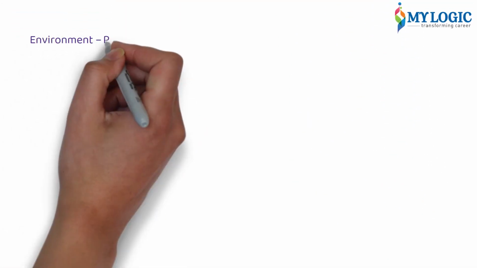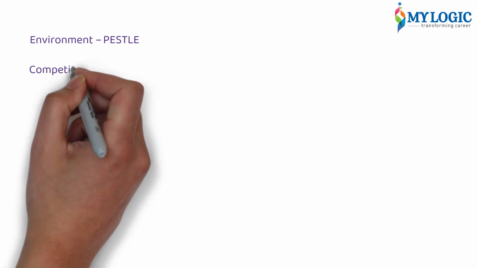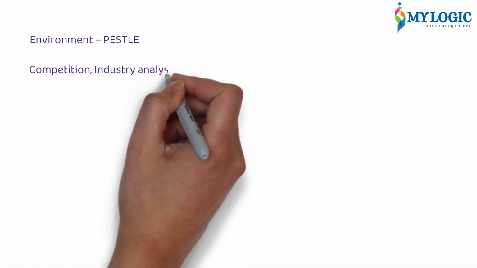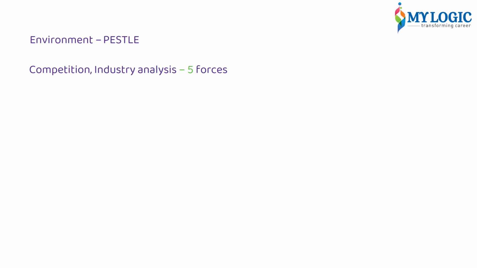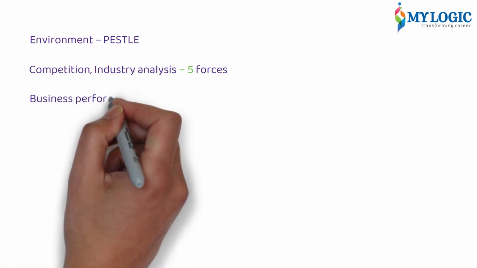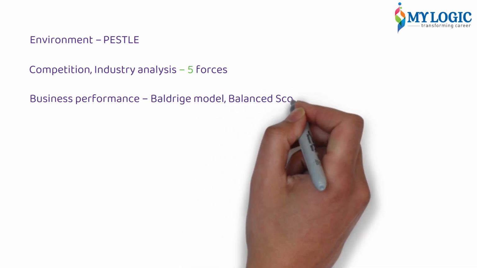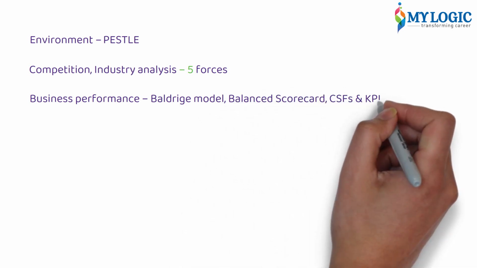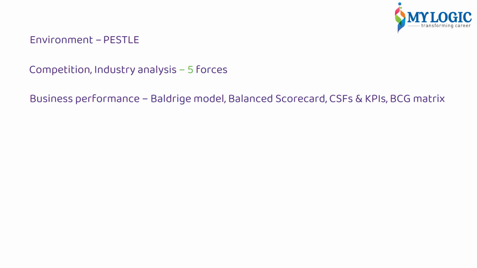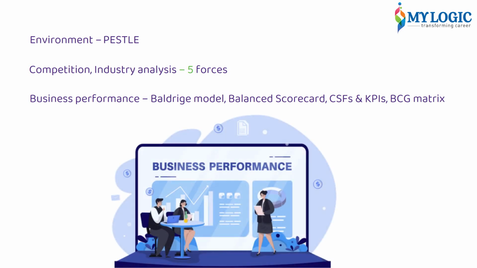Environment, PESTEL. Competition, industry analysis, 5 forces. Business performance, Baldrige model, balanced scorecard, CSFs and KPIs, BCG matrix. This does not mean you need to use all models when a question on business performance is asked. You need to use the most appropriate model based on the information provided.